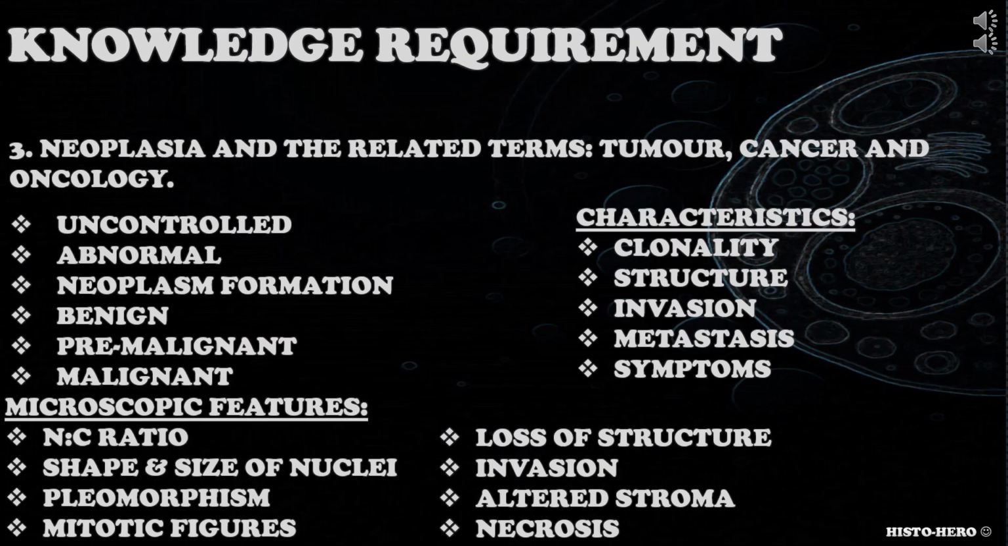When addressing this knowledge requirement, candidates should consider benign, malignant, precancerous growth, clonality, as neoplasms tend to be monoclonal, structures like parenchyma filled with neoplastic cells and stroma containing blood vessels and supportive tissue, invasion and metastasis via which the cancer spreads, and symptoms like pain, bleeding or obstruction, architectural features like loss of normal structure, invasion, altered stroma, necrosis, cytological features like nuclear hyperchromasia, nuclear to cytoplasmic ratio, shape and size of nuclei, pleomorphism, abnormal mitotic figures.